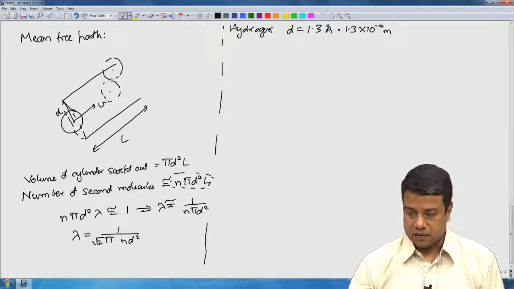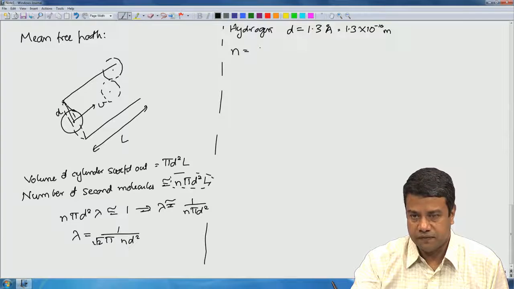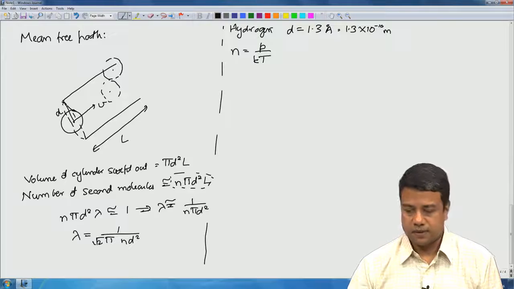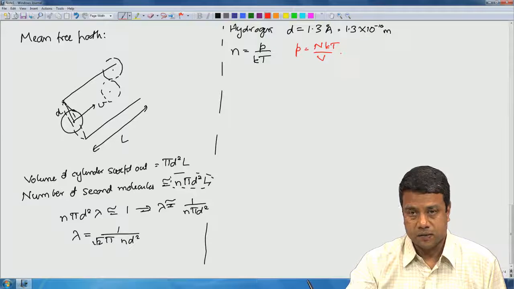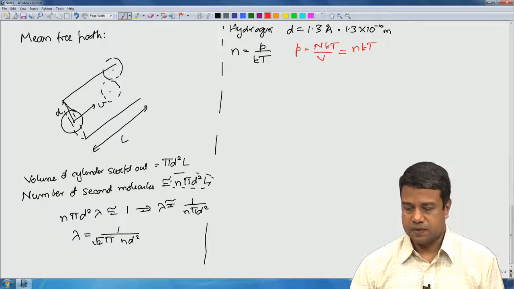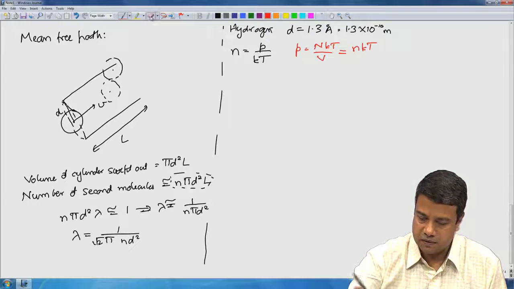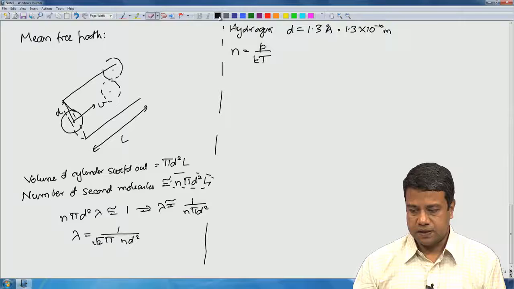What is the number density of the molecules? You know that N by V is equal to P by kT from the ideal gas law. If you recall the ideal gas law, it is usually written as P is equal to NkT by V. N is the number of molecules, V is the volume. So, I can also write this as P equal to nkT, where small n is the number of molecules per unit volume. So, from the ideal gas law you get the number density of the molecules, or the number of molecules per unit volume. So, n is equal to P by kT.